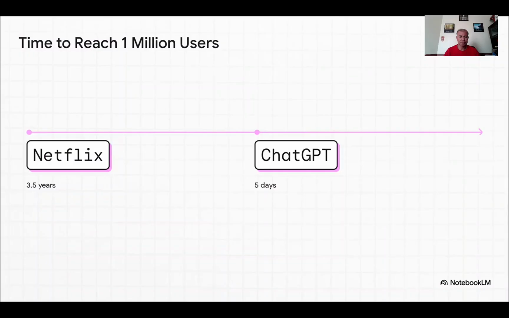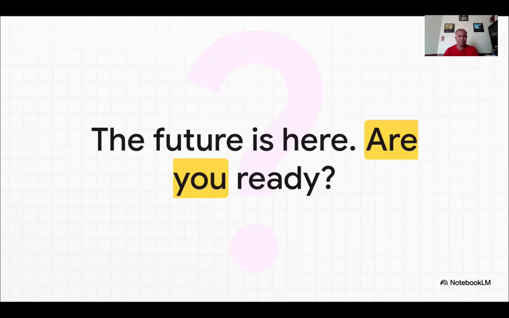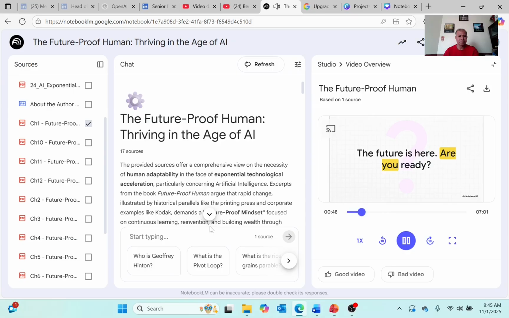If you want to get a handle on the world we're in now, you have to understand the sheer speed of it. Just look at this. It took Netflix, a giant, 3.5 years to get its first million users. When ChatGPT launched, it took 5 days. 5. Nothing in human history has ever spread that fast. This isn't just a gradual change, it's a total shockwave. And that shockwave, well, it's rewriting all the rules for our careers, for the skills we need, even for how we just live our lives.